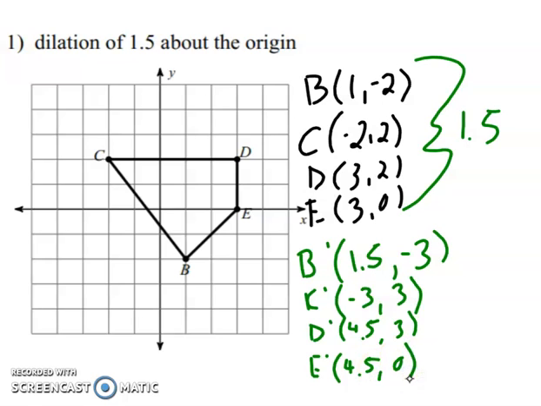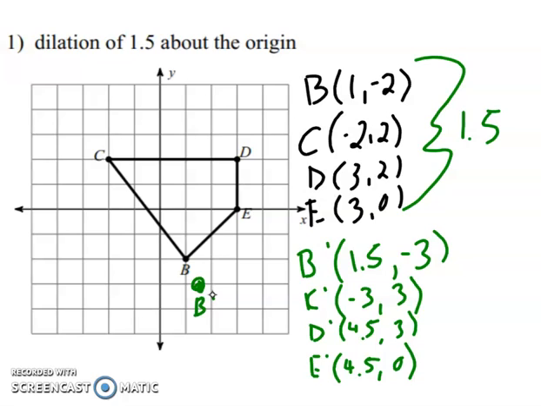And now, let's graph it. B prime, 1.5, comma, -3. 1.5, comma, -3. It's going to be about here. Since it's a decimal, it's going to be rough. Don't worry, it's okay. It's not going to be exact. It's going to be a little bit of a rough estimation.